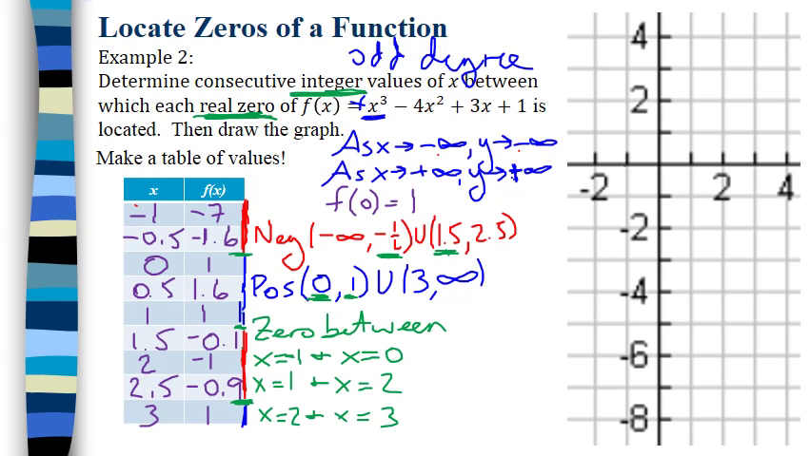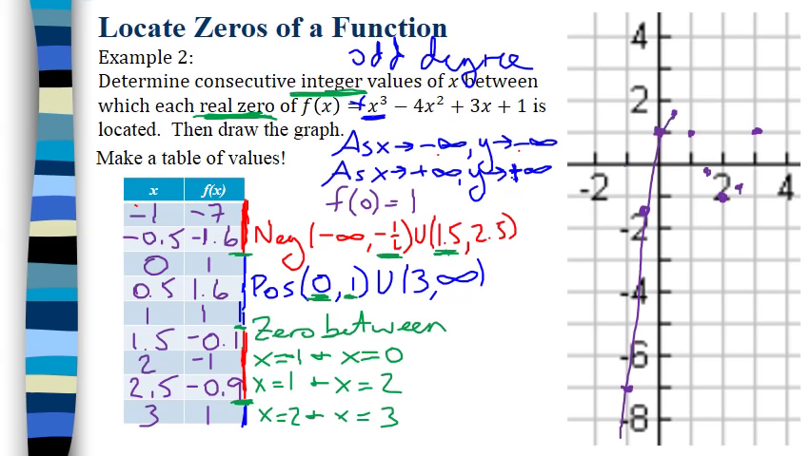Okay, so -1, -7, and -1/2, -1.6, so that's about here, and 0, 1, and 1/2, 1.6, and 1, 1, and 1.5, -1/10, and 2, -1, and 2.5, 9/10, and 3, 1. Okay, so that gives us a pretty decent picture of our graph.